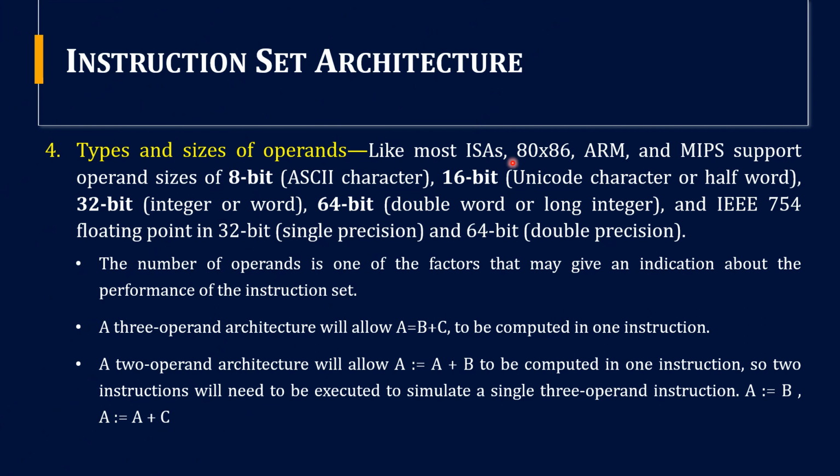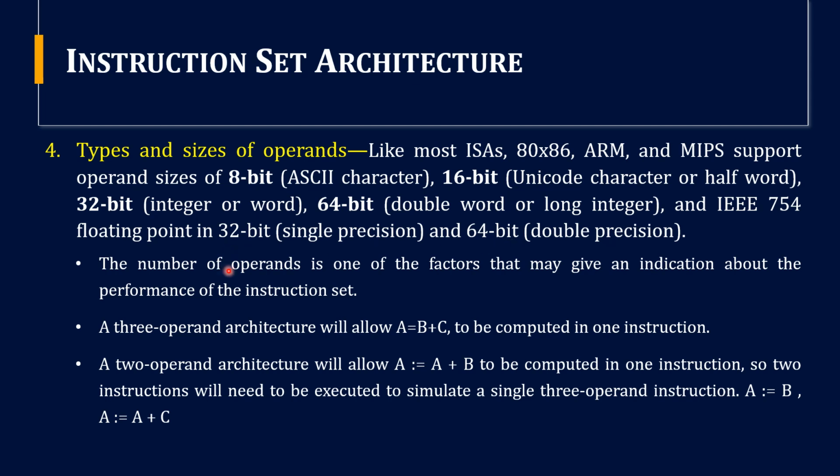Now let's discuss the fourth dimension, that's types and size of operands. Like most instruction set architectures, Intel x86, ARM and MIPS support the operand sizes of 8-bit, 16-bit, 32-bit, 64-bit, and 32-bit single precision and 64-bit double precision format for floating point numbers.